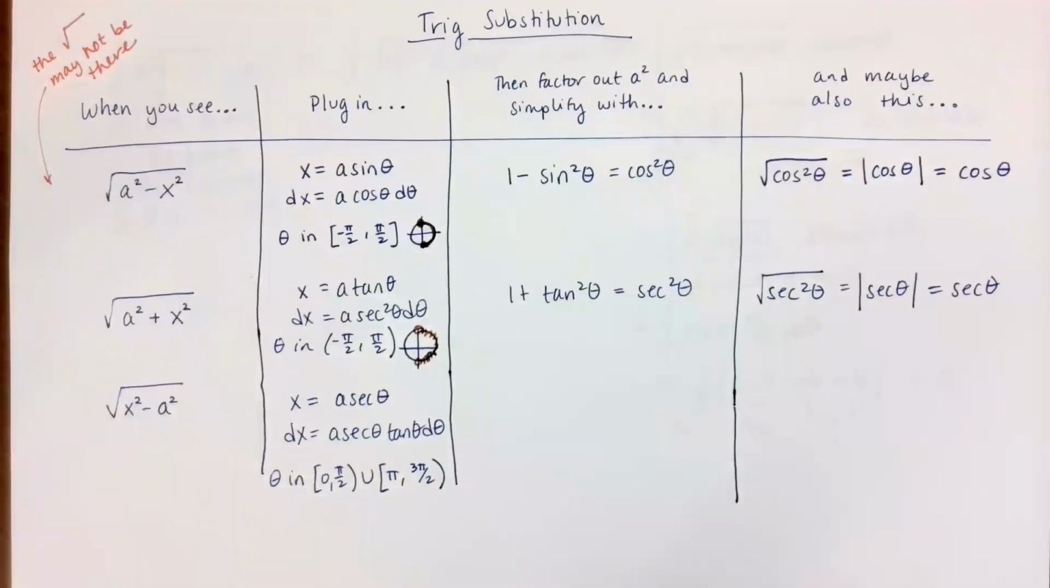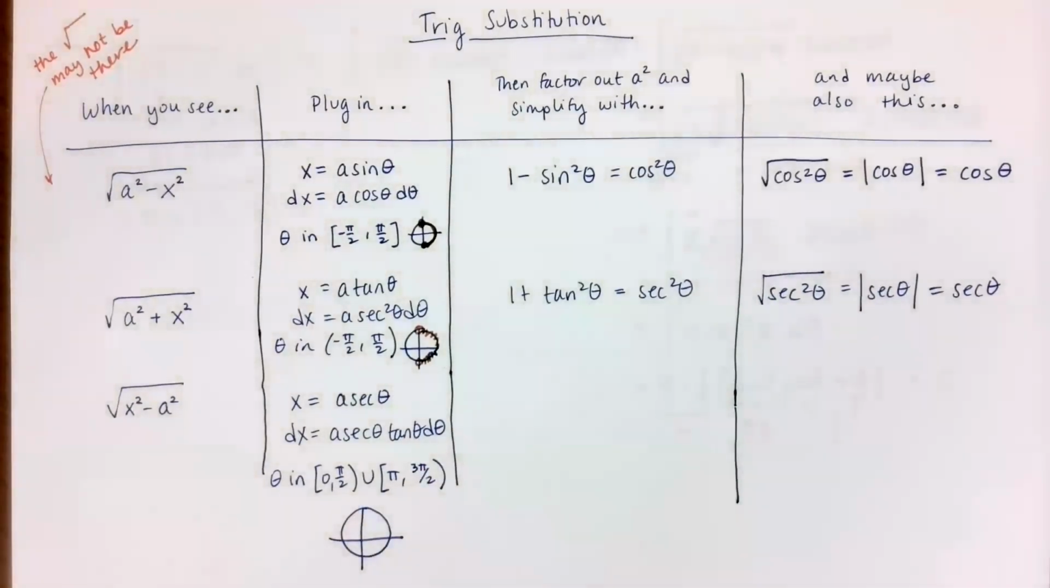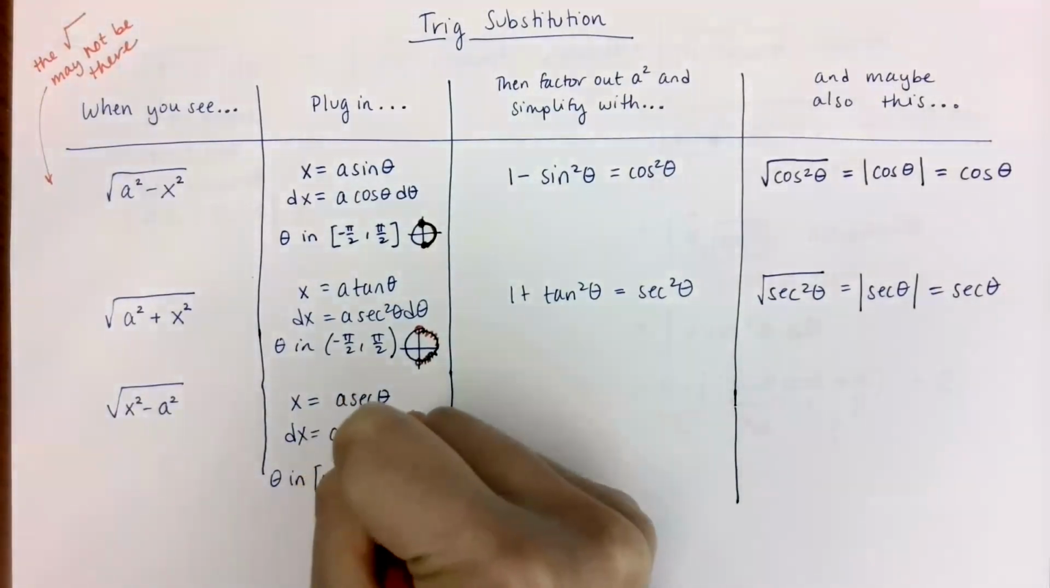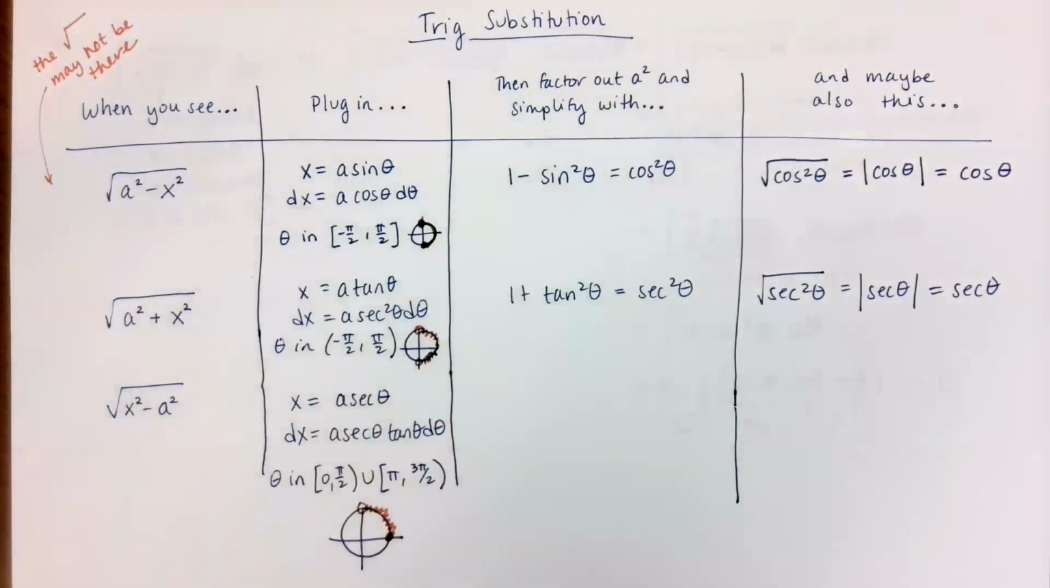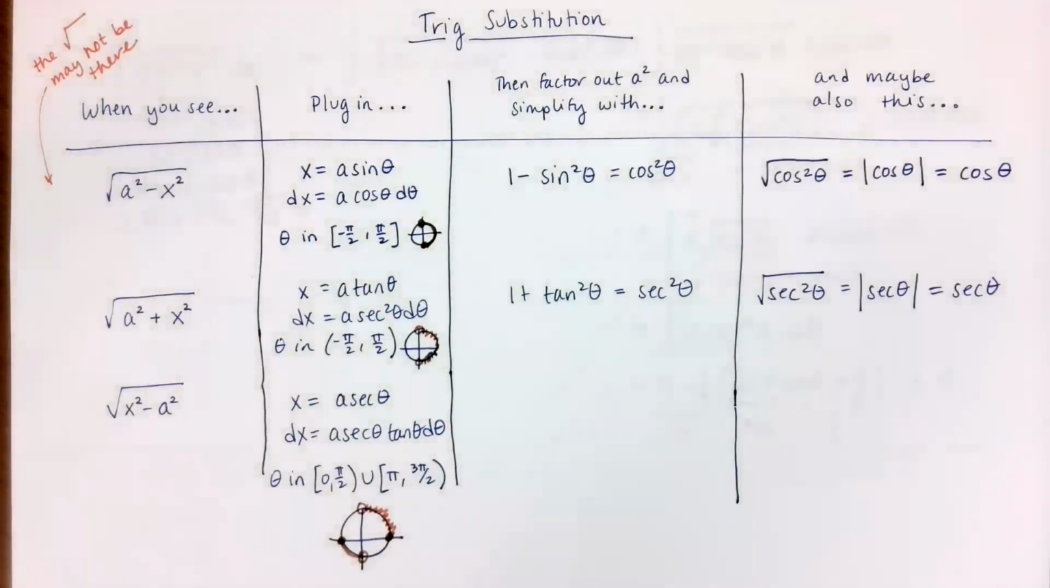Let's take a peek at what that looks like. Okay, so 0 to pi over 2 is the first quadrant here. And then we'll go pi to 3 pi over 2, which is the third quadrant here. This isn't one that we tend to know off the top of our heads, but this will be the range of arc secant. So it just keeps this a one-to-one relationship.